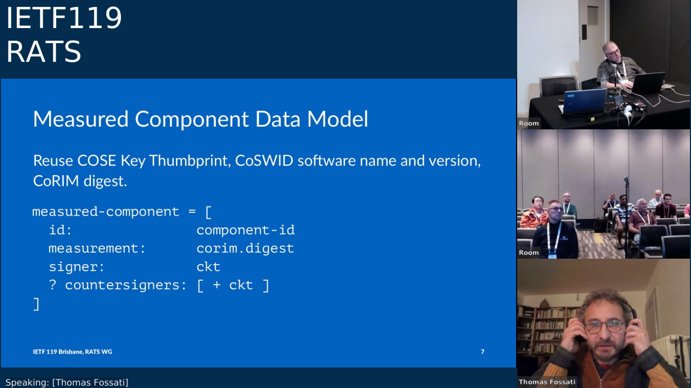And so in this draft, which was a 0.0, but in the meantime we updated it a bit, so it's 0.1 at this point in time, we define a serialization for a measured component in CBOR and JSON. As you see here, the measured component has an identifier, component ID, which defines basically name and version, meta information about the object that is measured. It has the measurement itself, which reuses the quorum digest, a compound object that pulls together the digest algorithm and the digest value itself, and then signer and countersigner as COSE key thumbprints. Next, please.